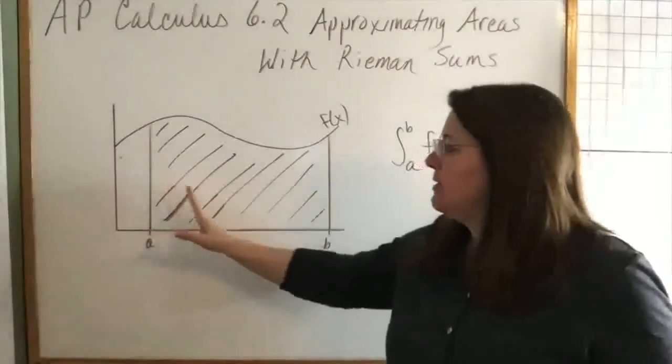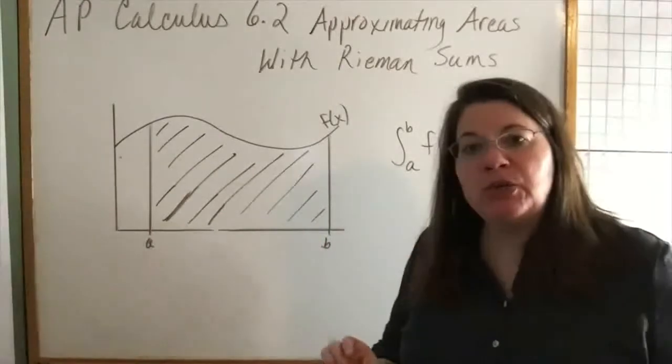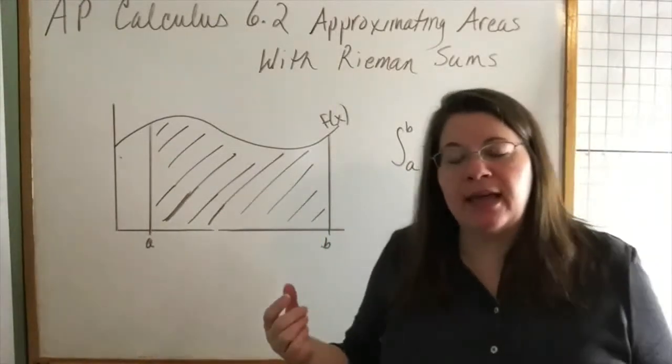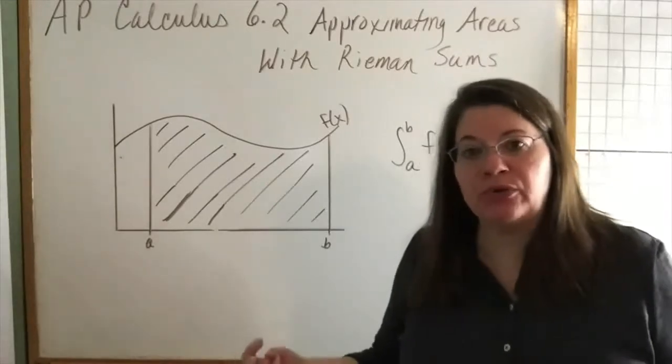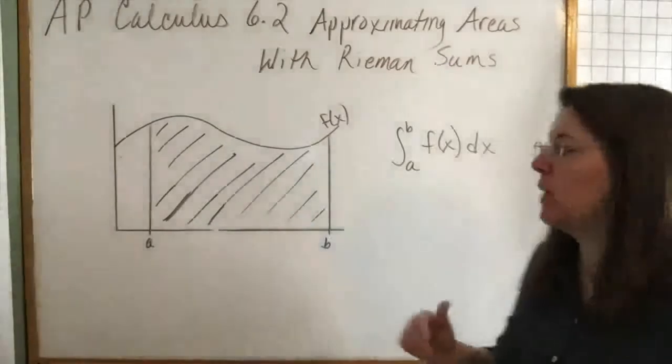we separate this portion of what I'm trying to find the area of into smaller and smaller rectangles, we will be able to find an area approximation that is closer and closer to the actual area under the curve. And let me show you what I mean by that.